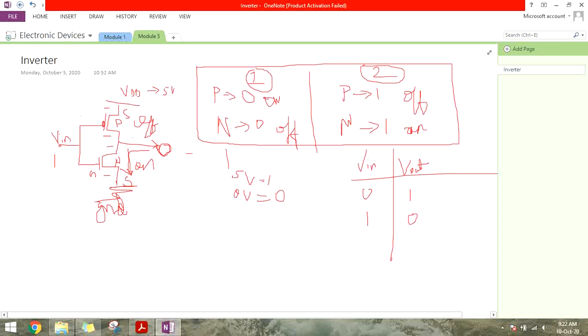Now one of the important properties of this particular circuit is that in either case, whenever you provide 1 or 0, only one of the transistors will be on. In the first condition you have seen, the PMOS will be on. In the second condition, only the NMOS will be on. So in either case only one of the transistors will be on.